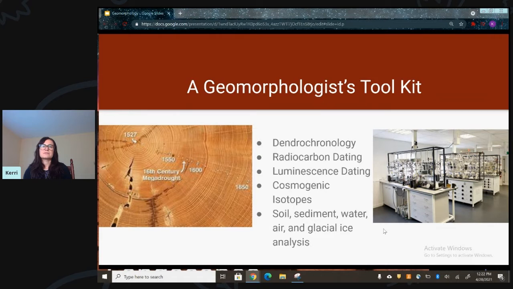Other techniques include luminescence dating, which I'm going to talk about a little bit more later, and cosmogenic isotopes, which can be used to calculate erosion rates to understand the timing, frequency, and magnitude of past erosion events. Geomorphologists might also be interested in analyzing the composition of soil, sediment, water, air, or even glacial ice.